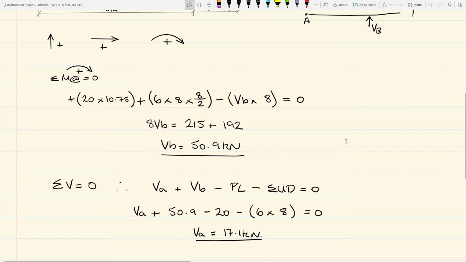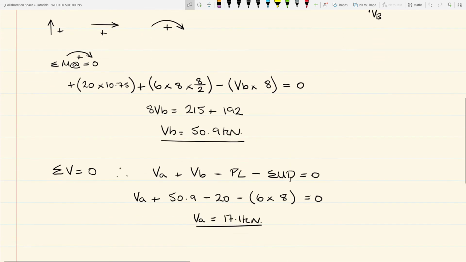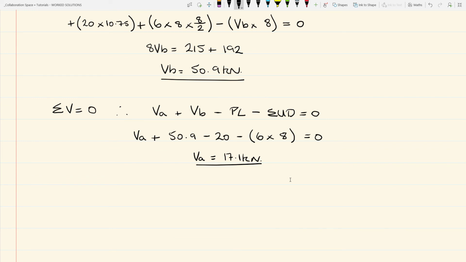The last thing to consider is the horizontal actions, and if we scroll back up and just look at our free body diagram, you'll notice that there are no horizontal actions associated with either the point load or the UD load. Because there are no horizontal actions acting, therefore there is not a horizontal reaction at A. So we can say, again, from our equations of equilibrium, the sum of the horizontal actions equals 0. Therefore, HA equals 0. And that's it. That is what we were asked to solve initially. We have calculated the vertical reactions associated with a simply supported statically determinate beam.